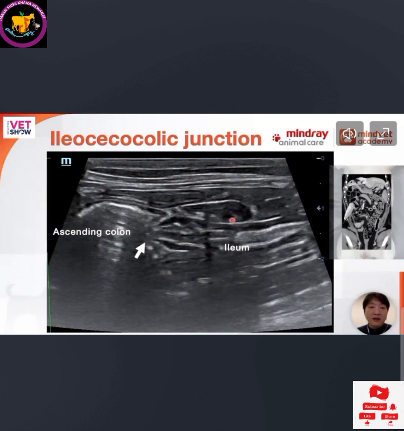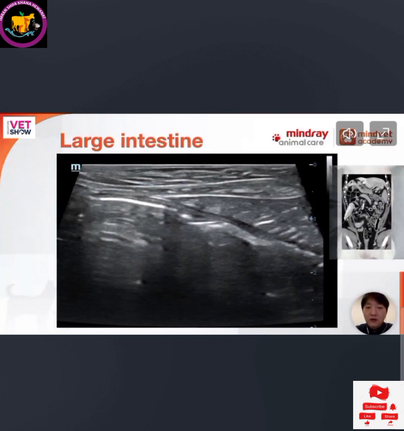The large intestine or colon can be easily identified by locating the urinary bladder first. The colon is located dorsal to the bladder. The descending colon is located on the left side of the abdomen, while the transverse colon is located caudal to the stomach. The ascending colon can be detected in the right abdomen. If you follow the ascending colon, you can find the cecum. The normal colon has a thin and layerless wall and often contains gas and feces.